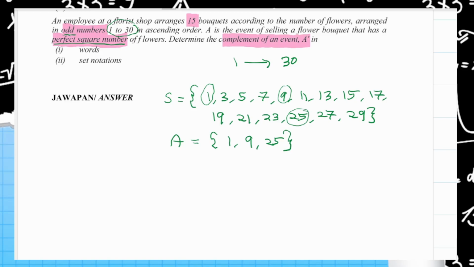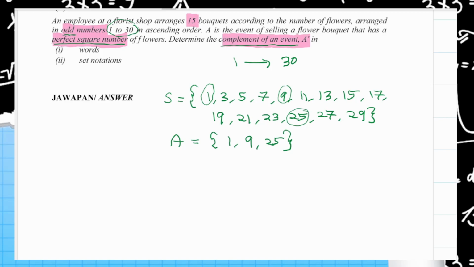The question asks you to determine the complement of an event. So it means they do not want A. Always remember, when the question asks you to find the complement of event A, it means they do not want that one, they want everything other than it. And you have to represent it first in words, and second in set notation.